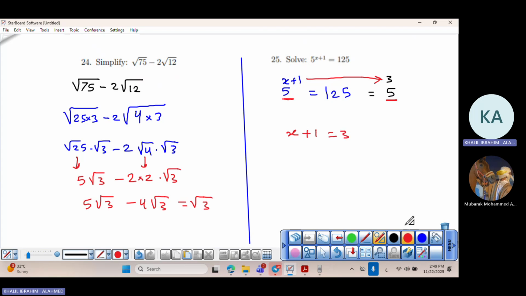It's easy now to solve this equation. Just move the 1 to the other side, but don't forget to change the sign. x equals 3 minus 1, then x equals 2. This is the final answer. Okay, well done.